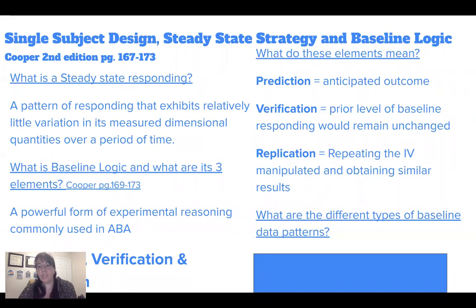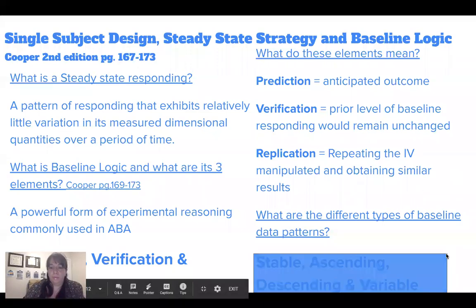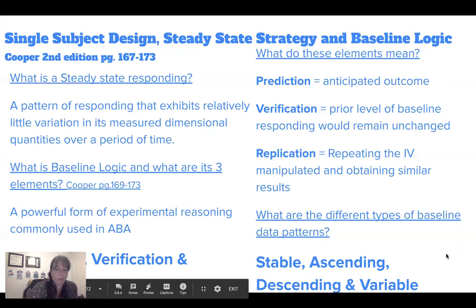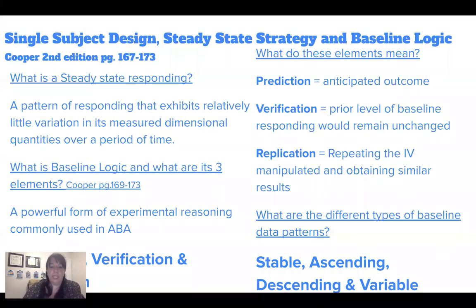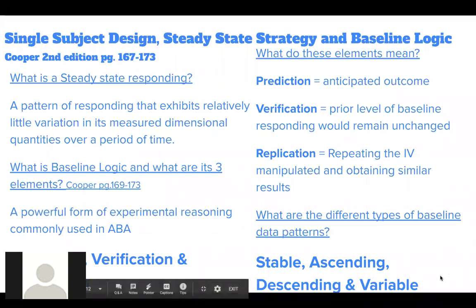All right, so what are the different types of baseline data patterns? Okay, this is something completely different, so make sure you're looking at what the question is asking for. Descending, variable, stable, and ascending. Perfect. Yes, there's 4. It is stable, ascending, descending, and variable. A lot of the time I hear everyone say ascending, descending, and variable, but do not forget that stable is one of them. Okay. I think, Trisha, you said it, right? Yeah. All right. Always remember there's 4 of them.